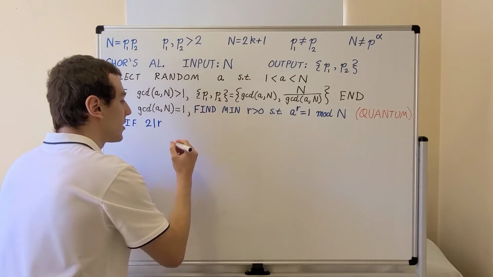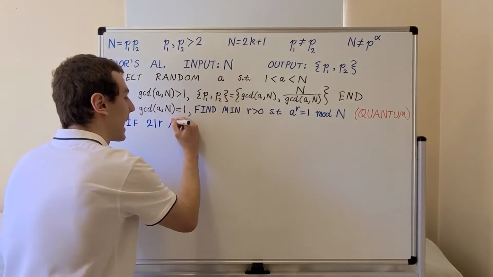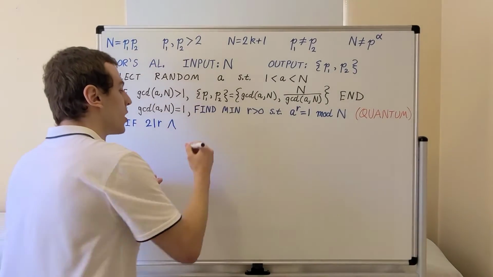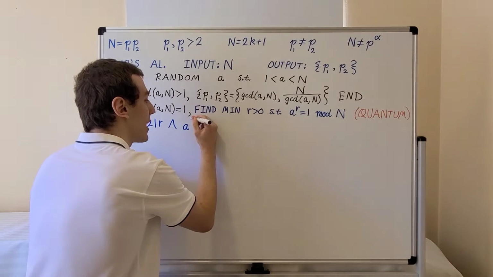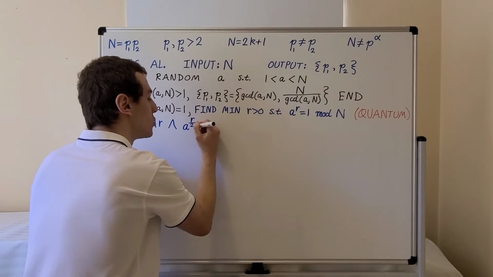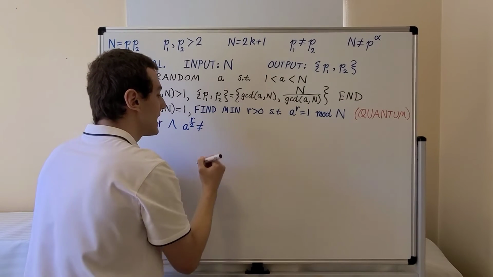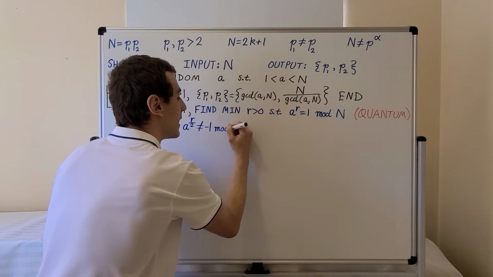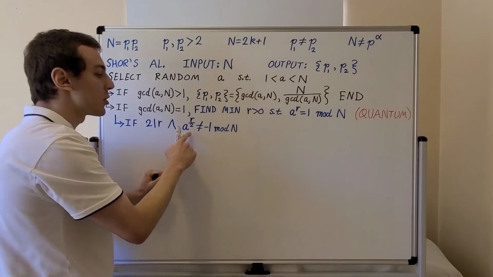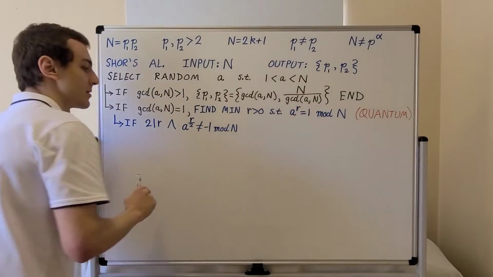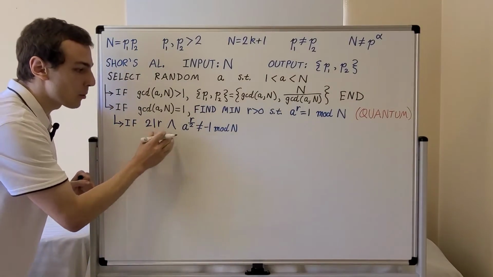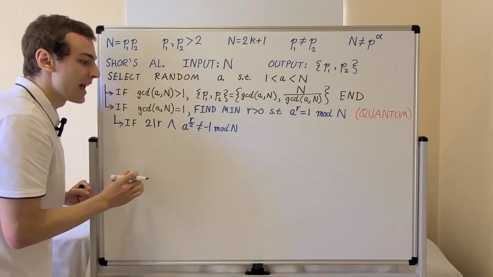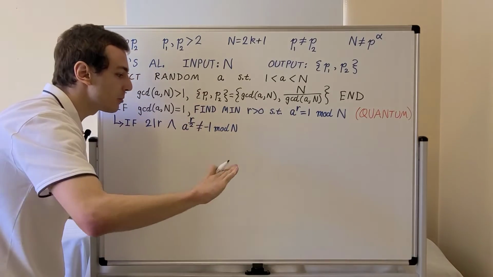We also need another property to be satisfied. So I'll put and over here. This is the Boolean logic symbol for and. We want a to the power of r on 2 to not be equal to minus 1 mod n. And we will elaborate on this property in a moment. So these are two properties that we want to be satisfied. We need r to be even, and we need a to the r on 2 to not be equal to minus 1 mod n.